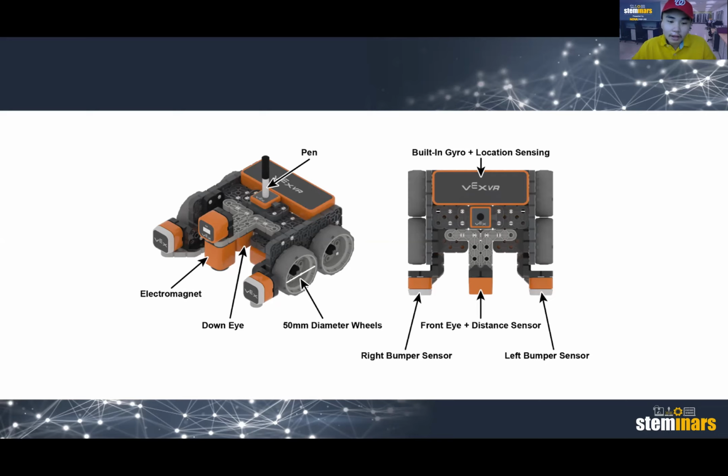There's also a down eye for tracking colors, tracking how far you went, stuff like that. On this side, there's a bumper sensor, 2 bumper sensors in the front. So the right bumper sensor and the left bumper sensor. There's also a distance sensor in the front. They call it the front eye. It also has a webcam incorporated inside it for color sensing, distance sensing, stuff like that. And also the gyro and location sensing. So what we're focusing on today is this thing, the gyro and location sensing.